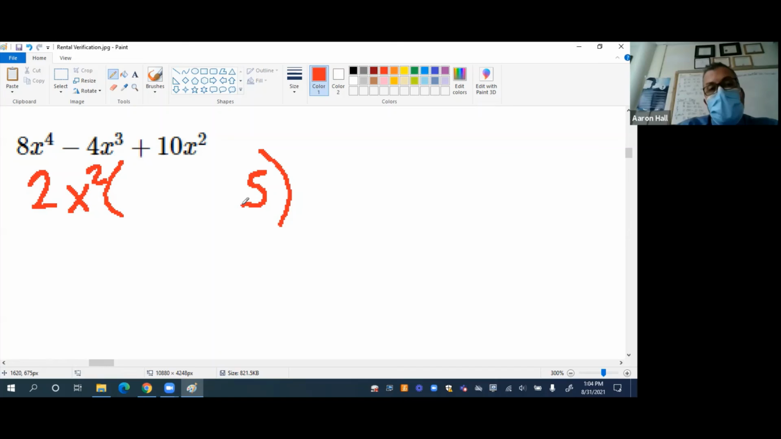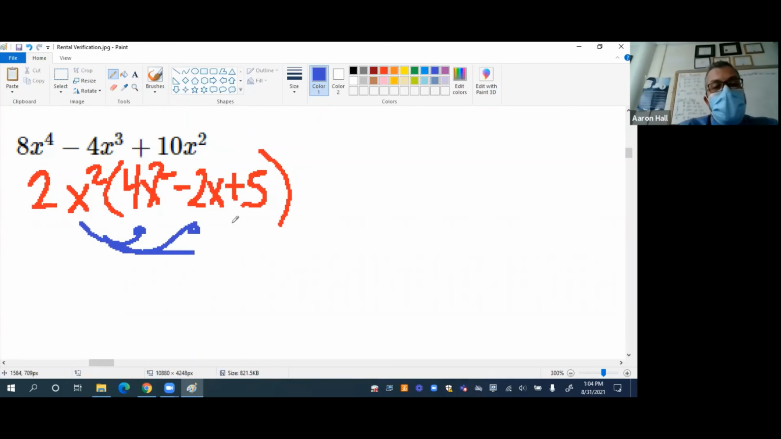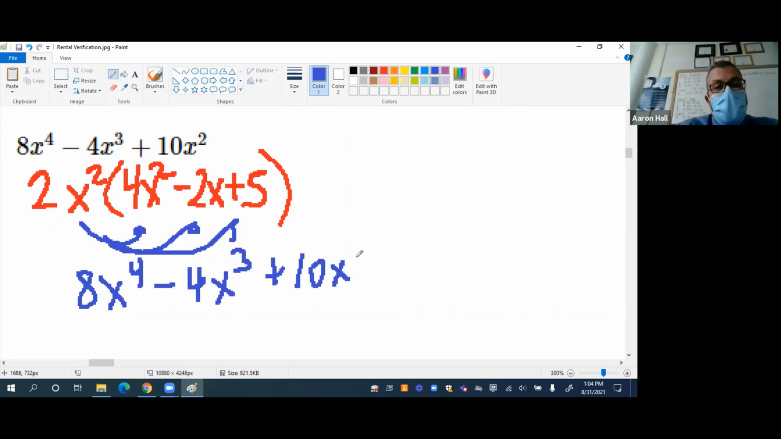The 8x to the power 4 would become x to the power 6, all right. And then 4x to the power 3 would become 2x, just 2x. Plus 5. Is there a way we can check it to make sure we did it right? Nice. So we get 8x to the power 4 minus 4x to the power 3 plus 10x squared. Is that the same? So we know we did it right.